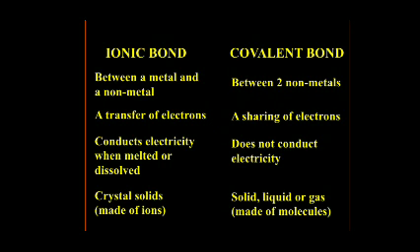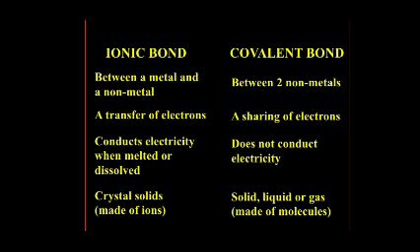Now, difference between ionic and covalent compounds. Ionic bond: what is an ionic bond? An ionic bond is formed by transfer of electrons. A covalent bond is formed by sharing of electrons. An ionic bond forms between a metal and a non-metal. A covalent bond forms between two non-metals.